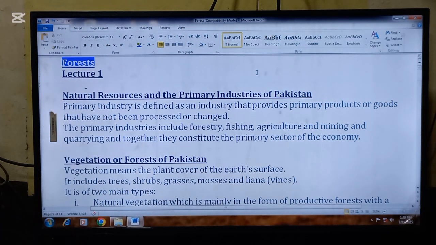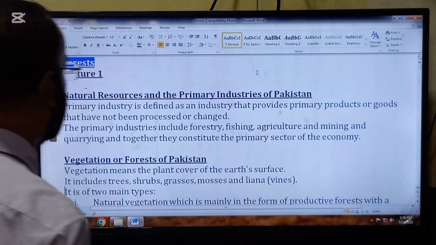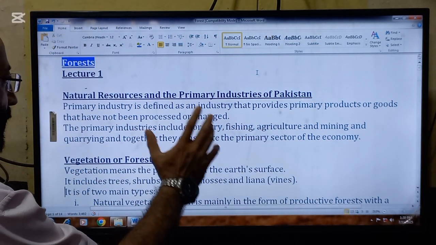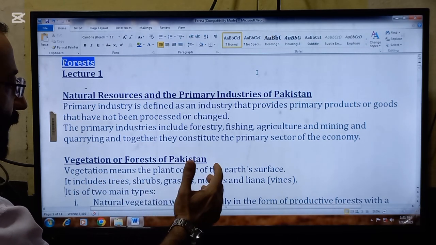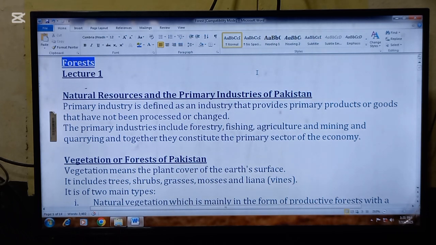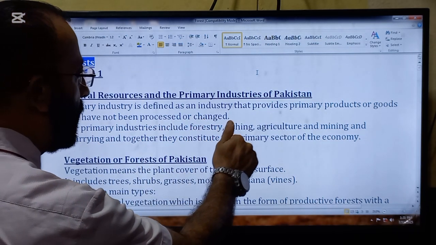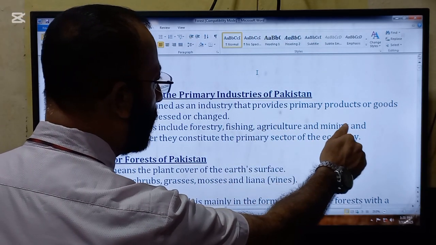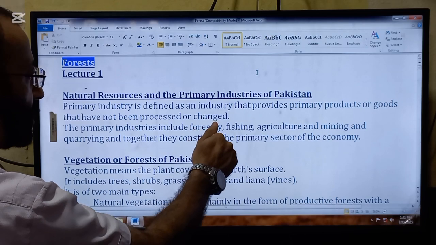Forest lecture 1. Natural resources and the primary industries of Pakistan. First we are going to read what is primary industry and what sectors are included in the primary industry. Primary industry is defined as an industry that provides primary products or goods that have not been processed or changed.